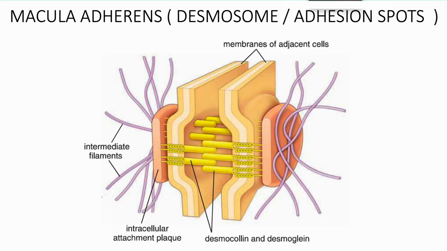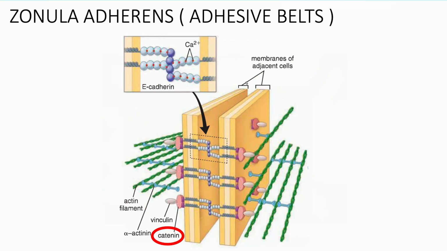Now we will move on to see the next type of cell junction. The next one will be the zonula adherens, or adhesive belt. We have seen that in the first schematic diagram, just below the zonula occludens. And we will analyze this diagram.